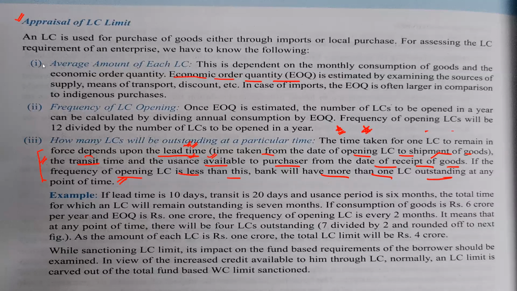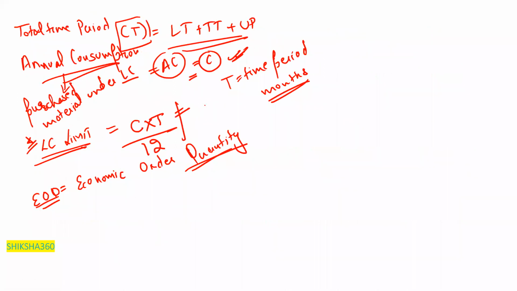So average amount of each LC. How can we calculate the average amount of each LC? It is dependent upon the monthly consumption of goods and the economic order quantity. Economic order quantity is estimated by examining the source of supply, means of transport, discount, etc. In case of imports, the economic order quantity is often larger in comparison to indigenous purchases. Clear?